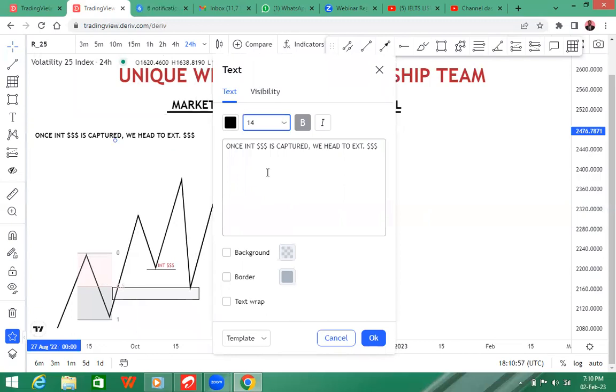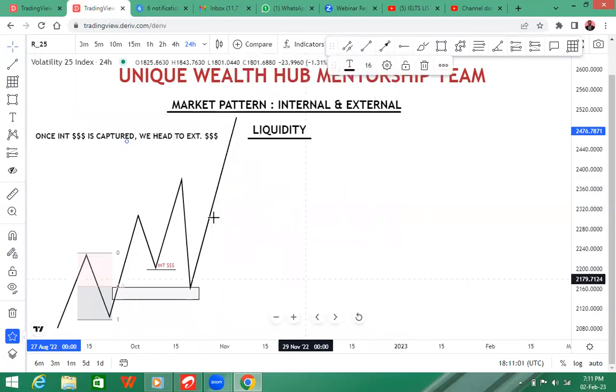That's too small. Can you see that? Yeah, we can see. Okay, fine.